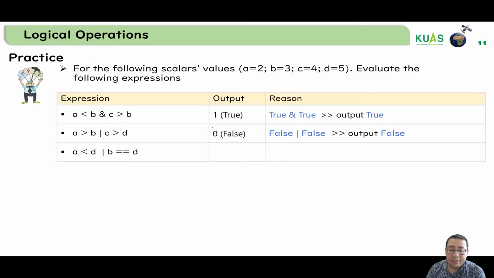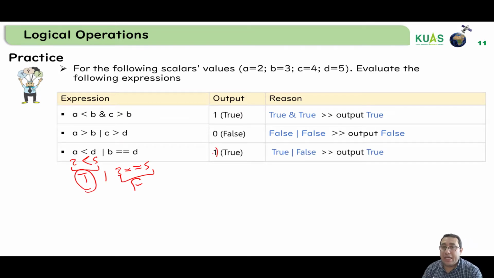The last one is A, which is 2, less than D, which is 5. This is true. Or, and we have B equal D. B is 3, equal to D, which is 5. That's false. True or false, we have at least one condition true in the OR, so the output here should be true or 1. So now we understand that. Let's go to MATLAB to check what the output will be if we apply the same questions in MATLAB.